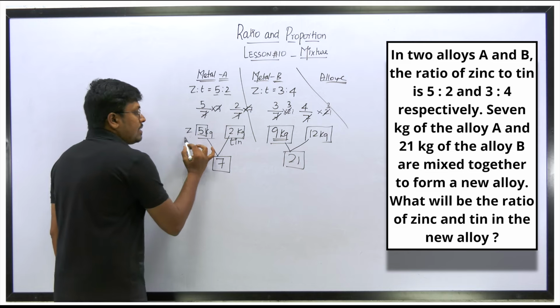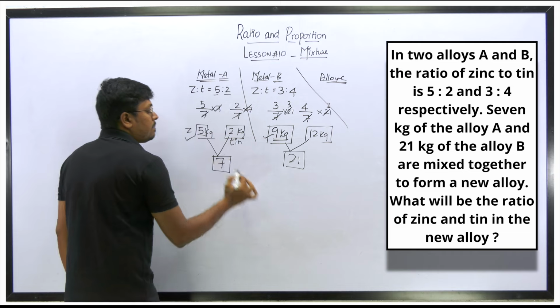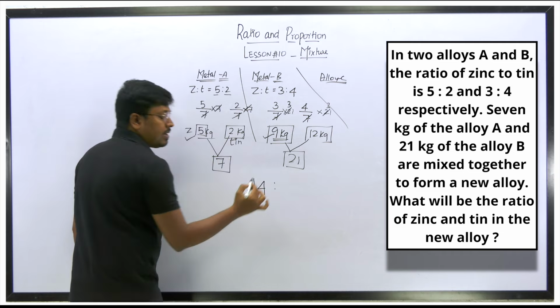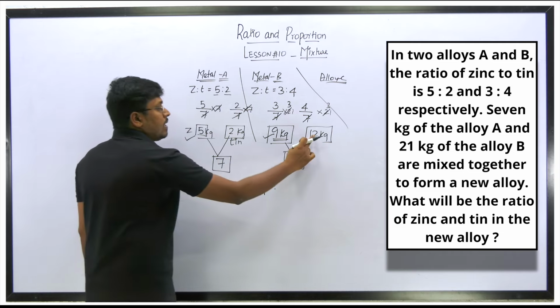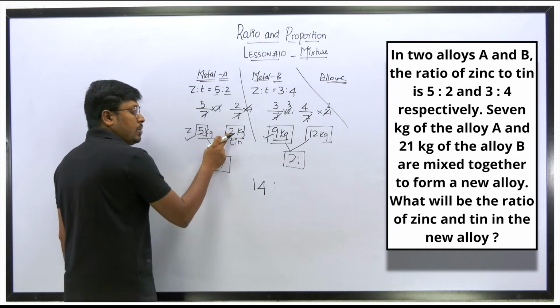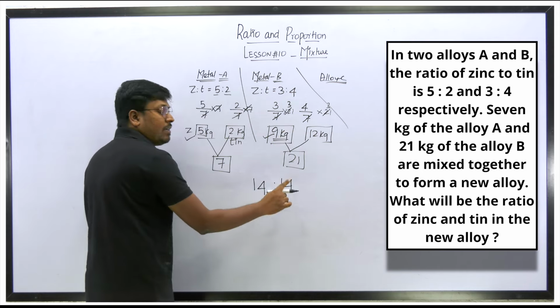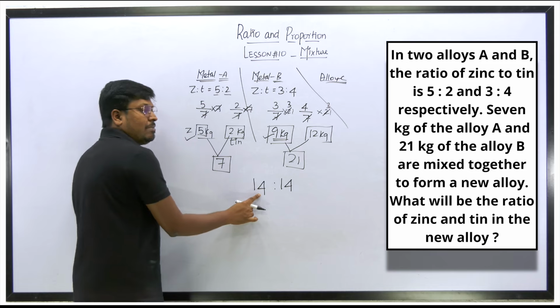We know that zinc is 5 kg. In the second one, zinc is 9 kg. So 9 plus 5 will be 14, which is the zinc quantity. Now tin. Here 12 kg will be tin in the second alloy, and in the first alloy tin will be 2 kg. So 2 plus 12 will be 14. So 14 kg will be tin and 14 kg will be zinc.